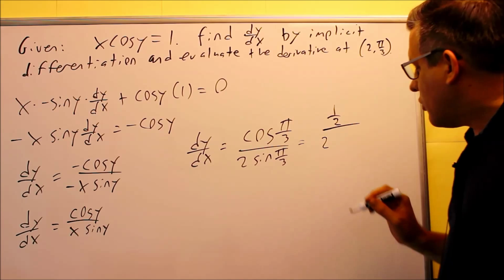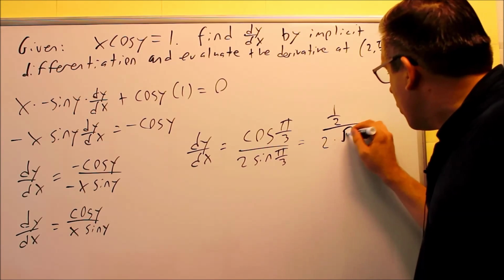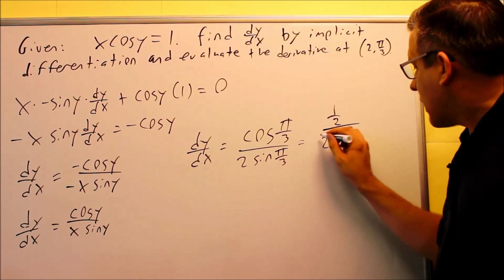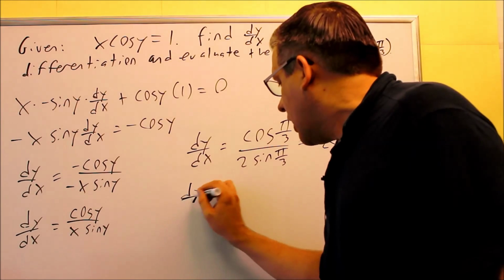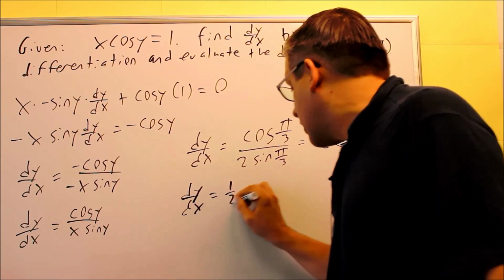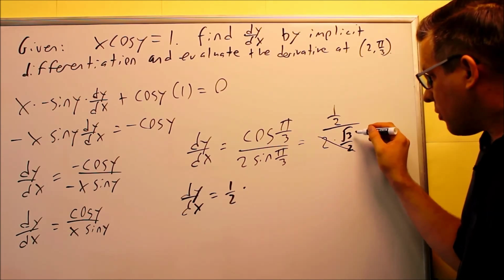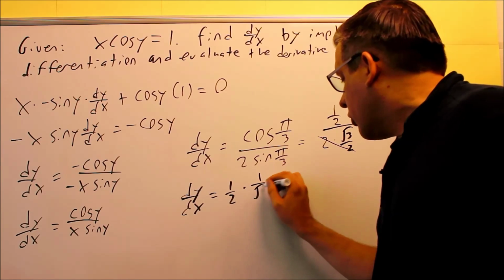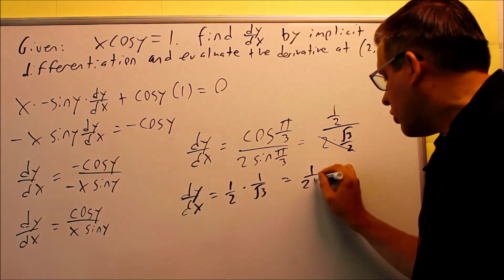Down below I have 2 times sine of pi over 3. That value is going to be root 3 over 2. I can cancel out the 2's down below. So now I have the top fraction 1/2 times the reciprocal of the bottom one. So I'm going to multiply this by, instead of square root of 3 over 1, 1 over root 3. And so then that's going to give us 1 over 2 root 3.